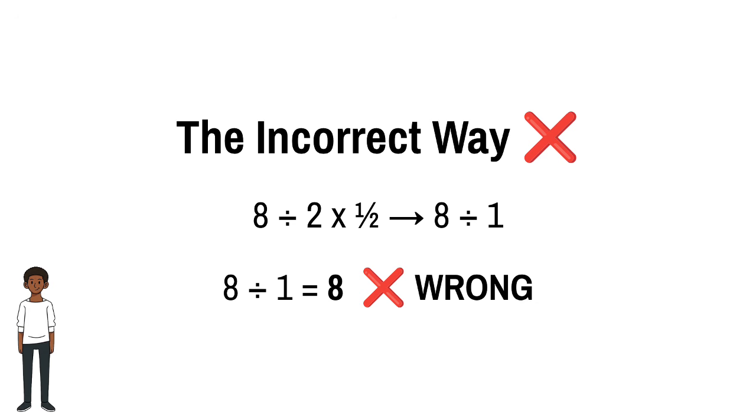They see the 2 in 8 divided by 2 and the 2 in the denominator of 1/2, and they cancel both of them out. This leaves 8 divided by 1, giving them an answer of 8. But this answer is not correct. You cannot cancel factors across the division sign like that. Skipping division to cancel across multiplication breaks the order of operations.